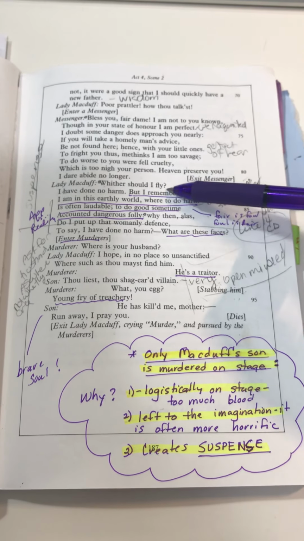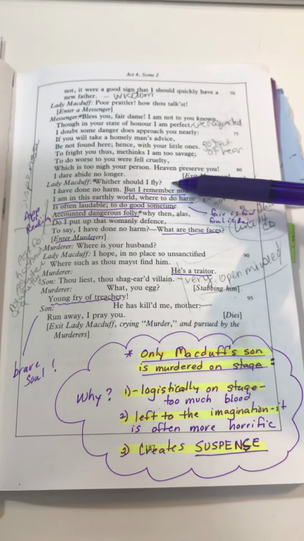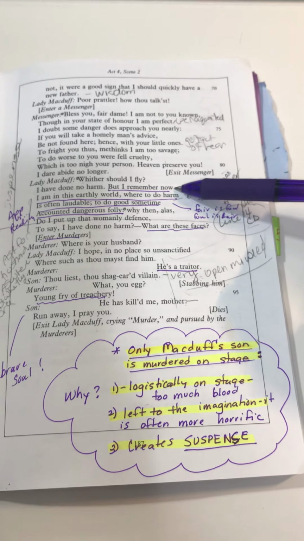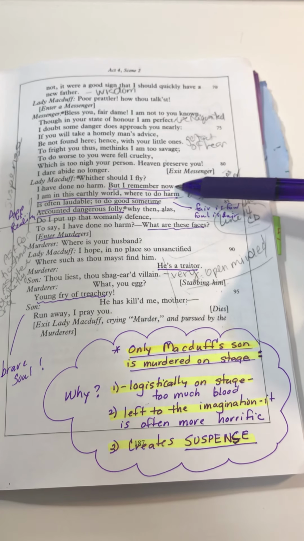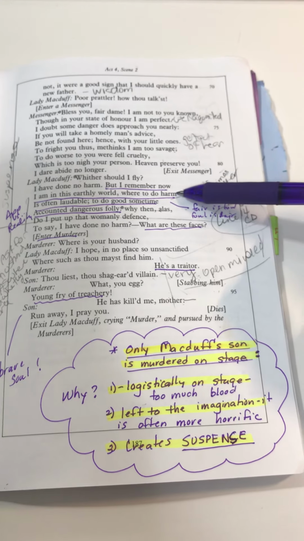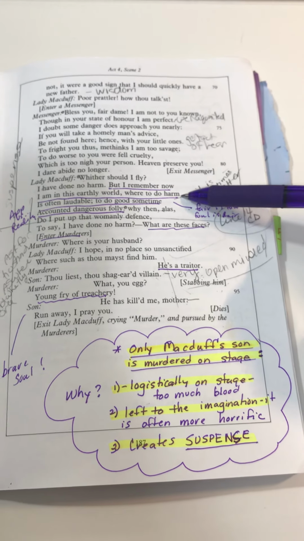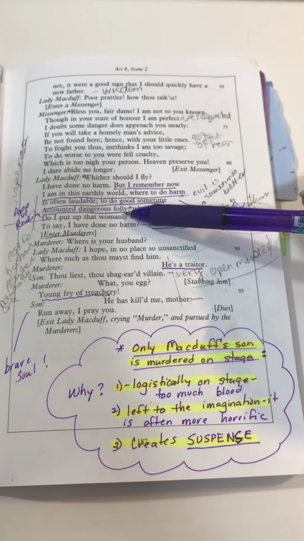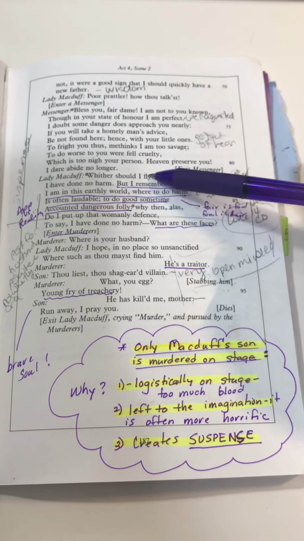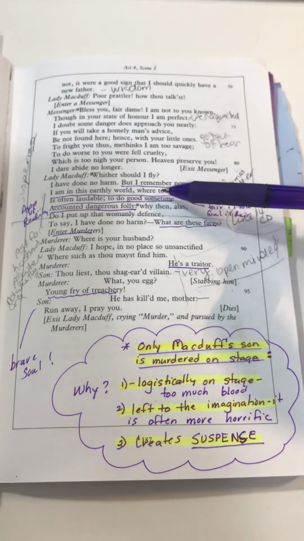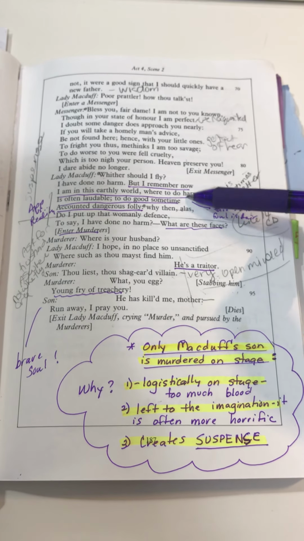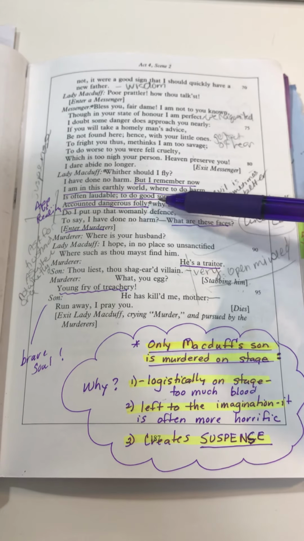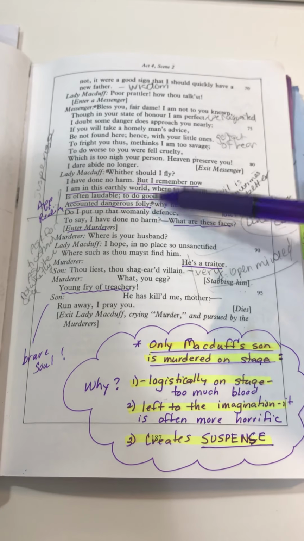Lady Macduff says, why should I leave? I've done nothing wrong. I'm not going to leave here. I'm not going to be afraid if I have done nothing wrong. So she says, but I remember now, I am in this earthly world where to do no harm is often laudable and to do good sometimes accounted dangerous folly. So she does get it. She says, even though I haven't done anything wrong, I'm in this crazy world right now where when you're good, it looks like you're doing harm. And even when you're doing harm, it looks like you are doing good.